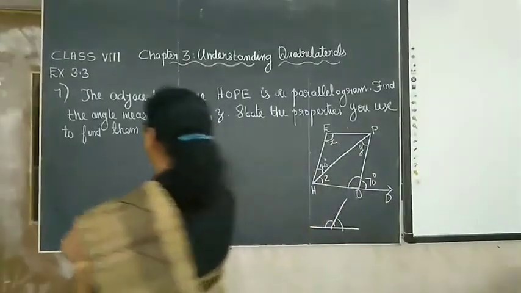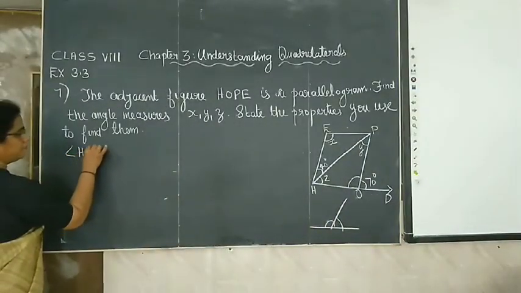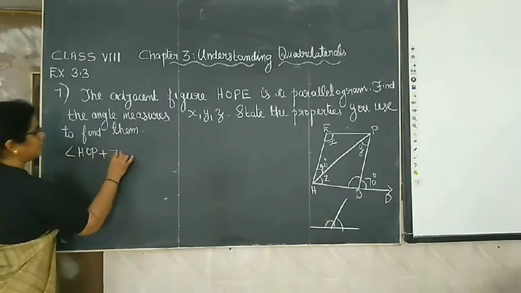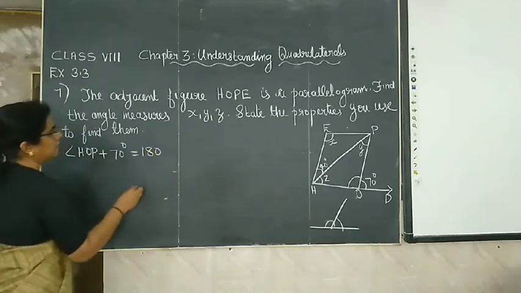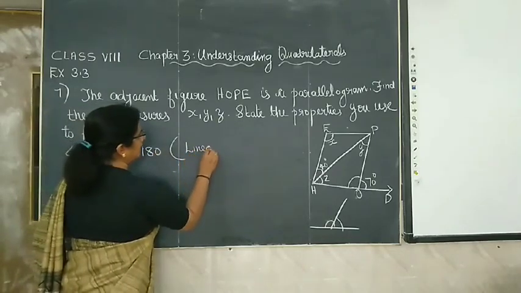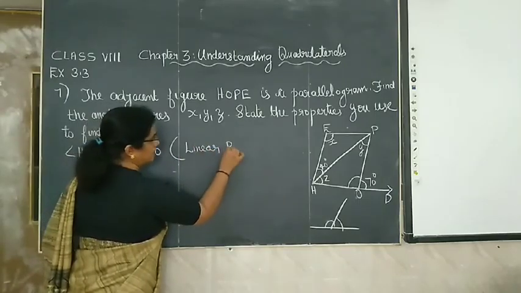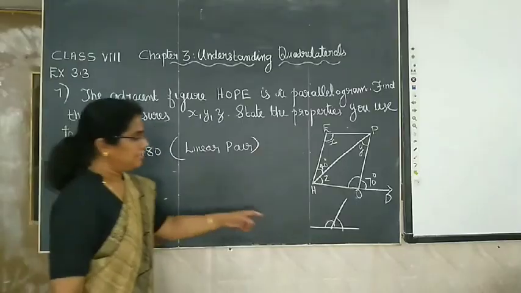From this we can write angle HOP plus 70 degrees is equal to 180, because of linear pair. Linear pair means the sum will be 180 degrees, angles formed on a straight line.